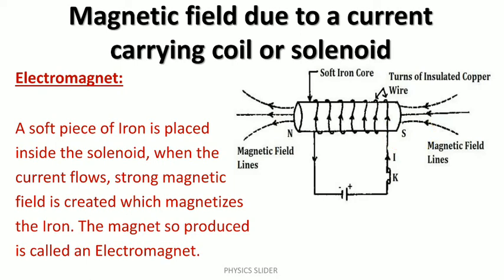Okay, so if we want to change the direction of the magnetic field, if we want to change these north and south poles, then we must change the direction of these terminals. We must interchange these terminals. We must change the polarity of the battery or the cell.